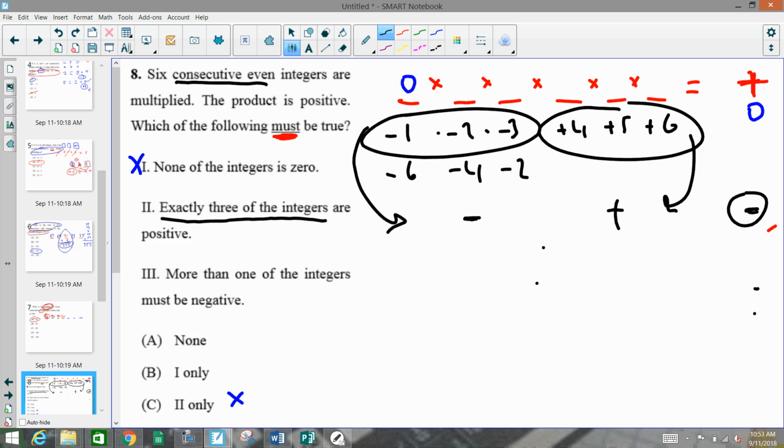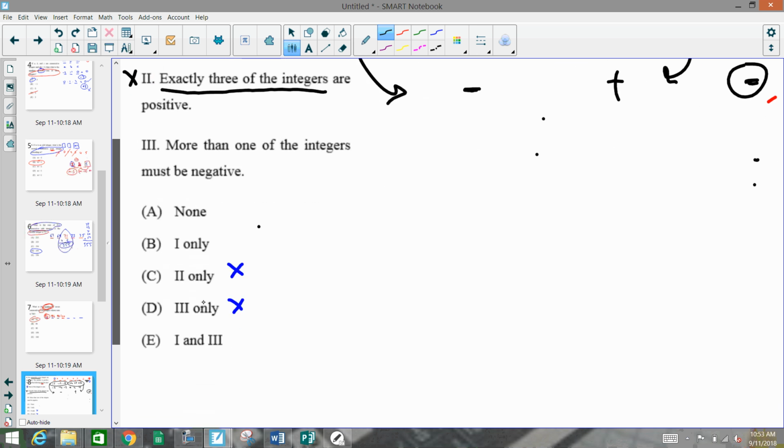Can I? Yes. How? 0, 2, 4. So there's 0. It's not even working. So just cross out 2 if there are 2. So I cannot cross out anymore.